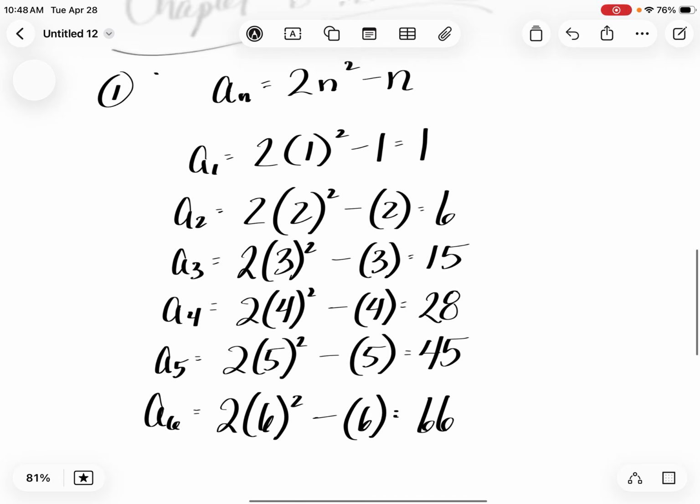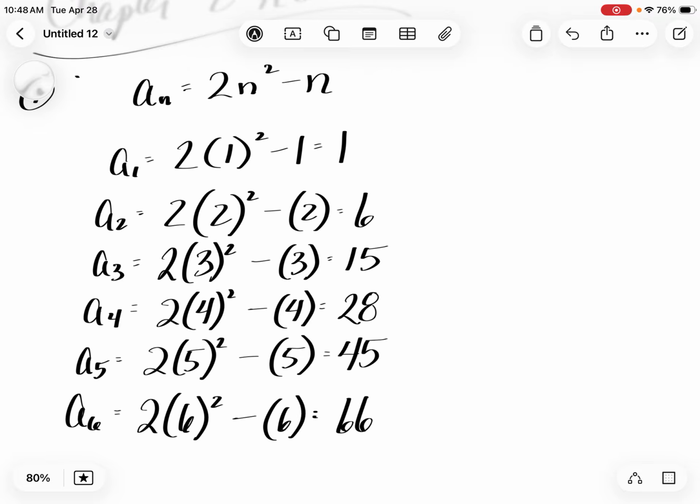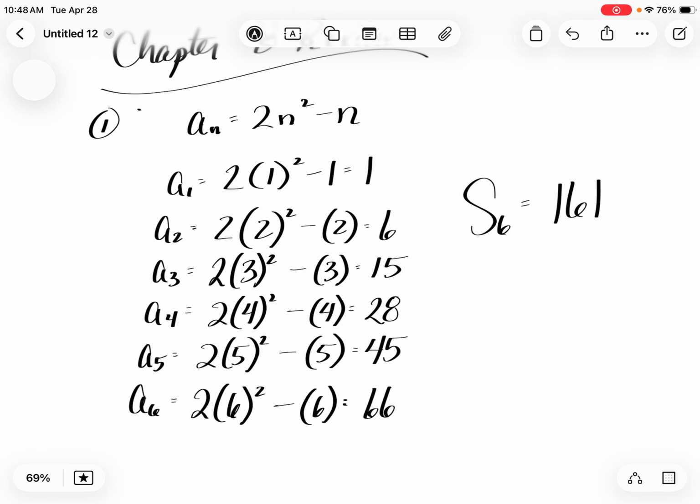And so then the other part of the question says, and the 6th partial sum. So they want this. They're not asking for all 6, which again, remember, if it was asking for that, it would say S1, S2, 3, 4, 5, 6, and you just add the consecutive things. When it's asking for this, all we're going to do is add up the numbers that we got. So 66 plus 45 plus 28 plus 15 plus 6 plus 1. And I got 161. Okay, that's number 1.